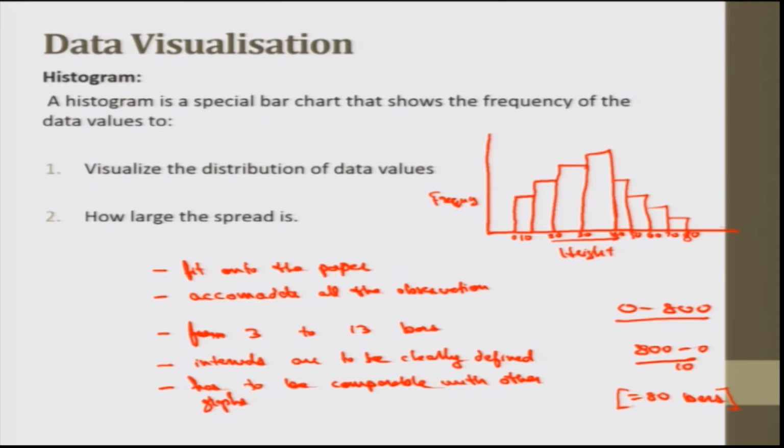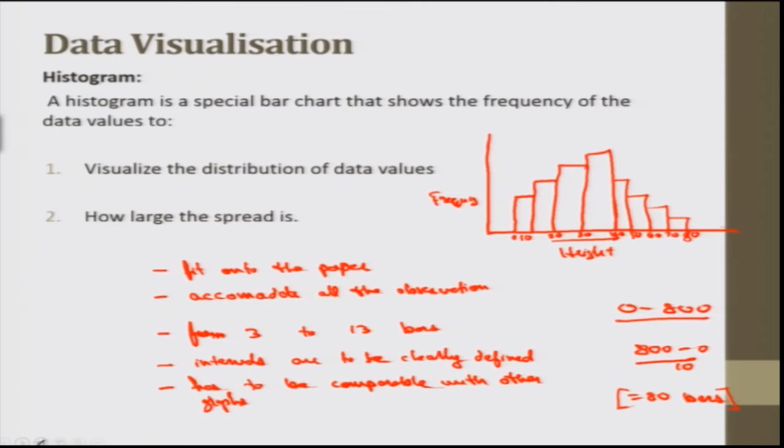The more observations we have, the more bars we can draw. In general, 3 to 13 bars are the ideal ones, but we can also have more bars if we need to select only a small interval, if there is no other way to do that. Sometimes those cases also occur.